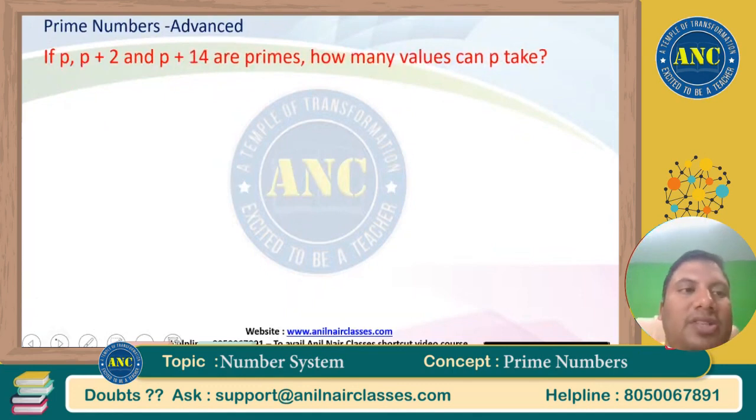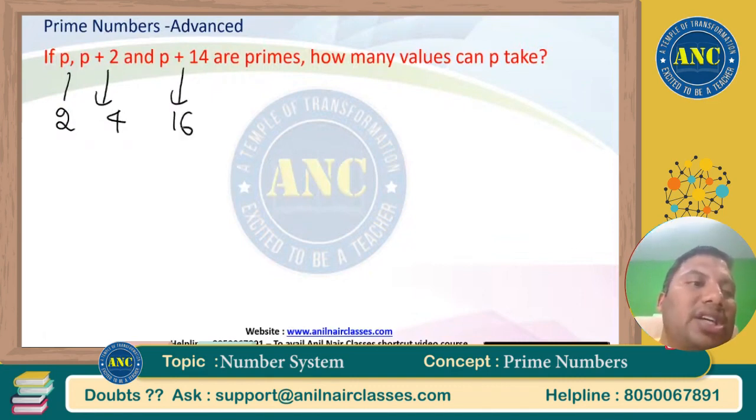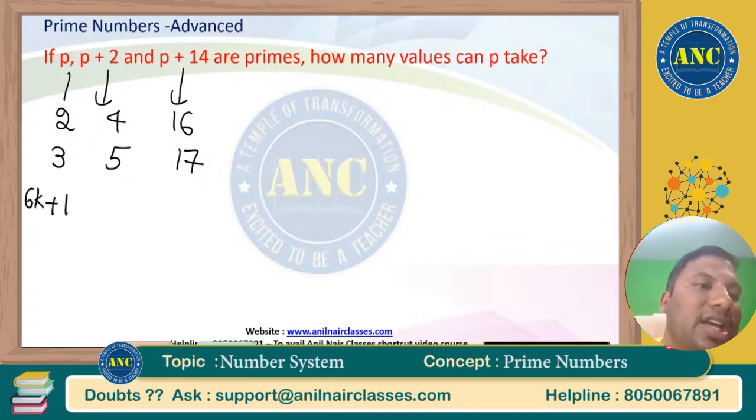P plus 2, P plus 14. Here, if P is 2, 2 plus 2 is 4, and 2 plus 14 is 16. If it is 3, we get 5 and 17. If it is greater than 3, 6k plus 1, 6k plus 3 and 6k plus 15.